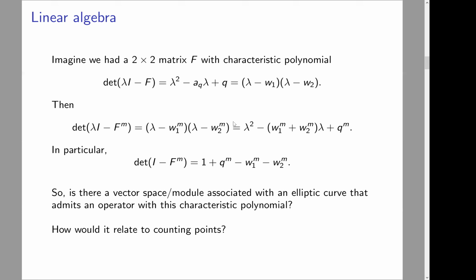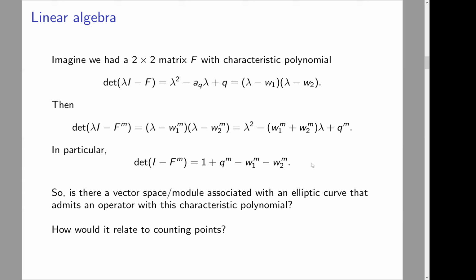And suddenly, if you were to just plug in lambda equals 1, i.e., compute the determinant of the identity minus F to the m, we get 1 coming from that plus q to the m minus w1 to the m minus w2 to the m. This is exactly the sort of expression we wanted. This is exactly the expression we're hoping to get for the point count of our elliptic curve.